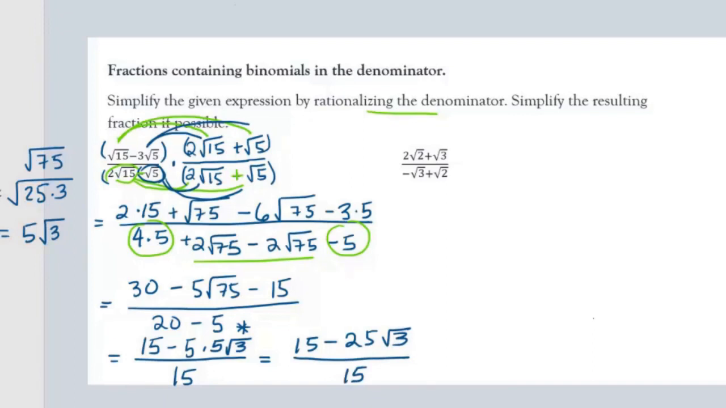Later, when we'll tackle the factoring module, we'll see that we can factor a common factor of 5 from both terms in the numerator, and that will allow us to simplify. But for now, we'll leave the answer as I've written it here.